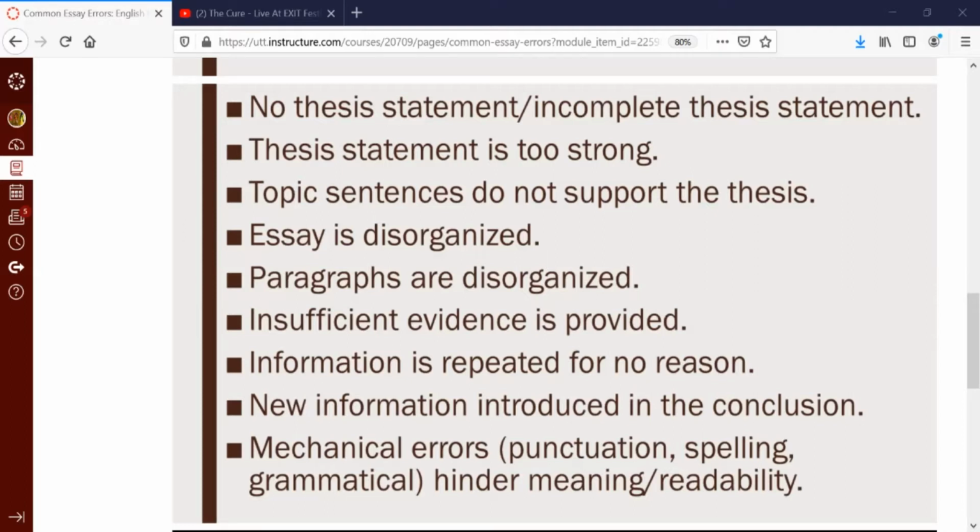Information is repeated for no reason. Now, I'm not sure if they still teach this style. I've encountered this style before. Maybe it's American, I don't know. Where you write your topic sentence and then you rephrase your topic sentence for some reason. And that is pointless. It's what we call redundant.